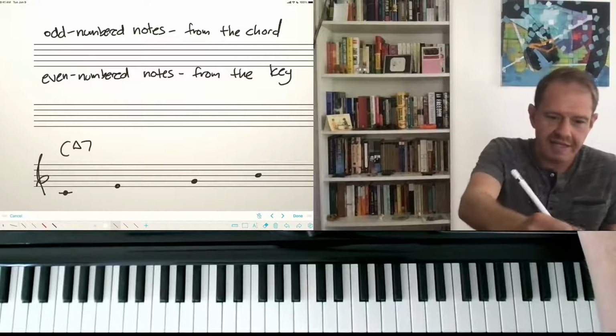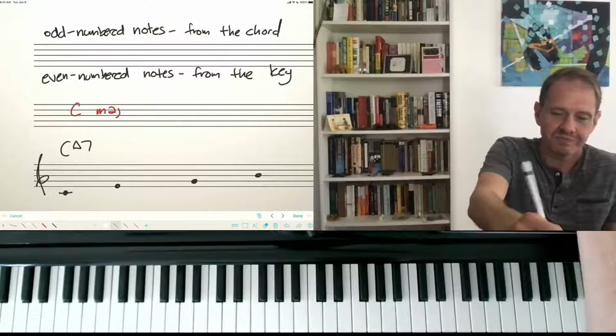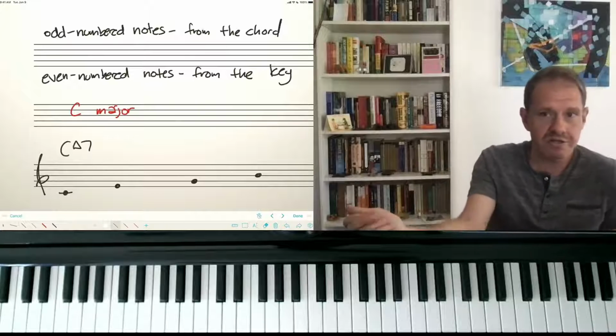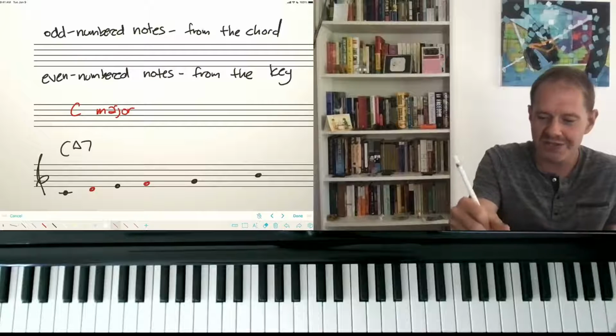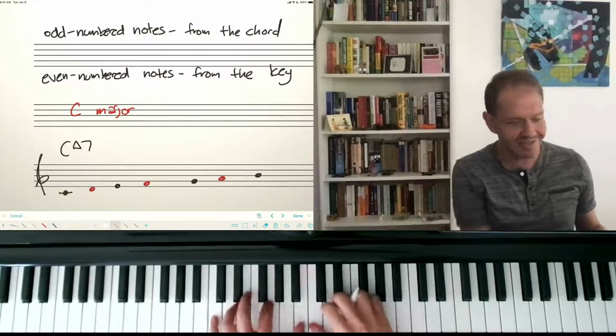Let's say that the key is C major. In this case, the even numbered notes are going to come from the overall key of C major. Great. We're very familiar with this. This gets us the C major scale.